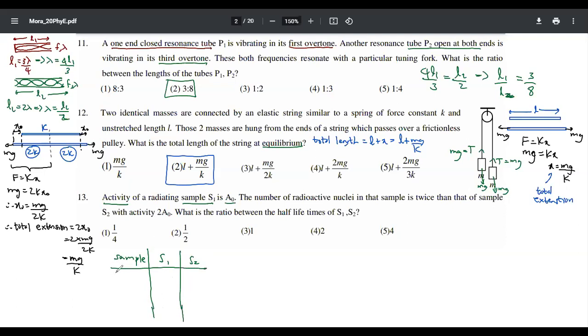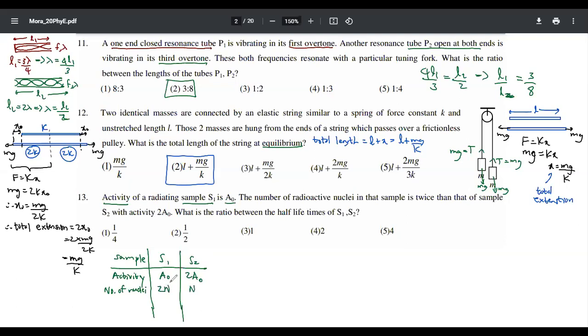First of all, activity. The activity of sample 1 is A naught. What is the activity of sample 2? 2A naught. Next. The number of radioactive nuclei in that sample is twice that of sample S2 with activity 2A naught. Therefore, the number of nuclei: they are saying the number of nuclei in S1 is double that of S2. So if I take the number of nuclei in S2 as N, the number of nuclei in S1 is 2N.